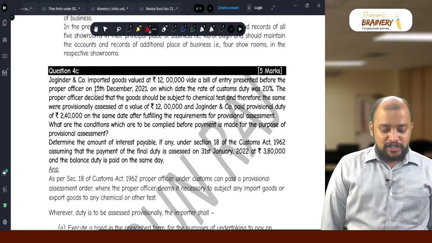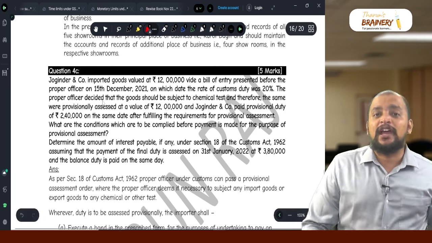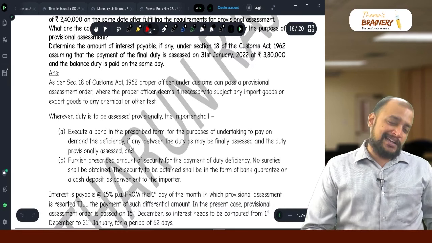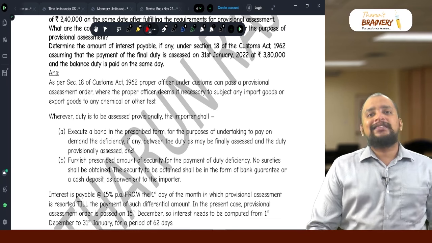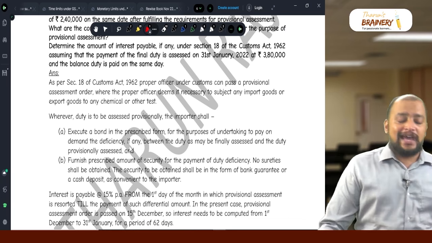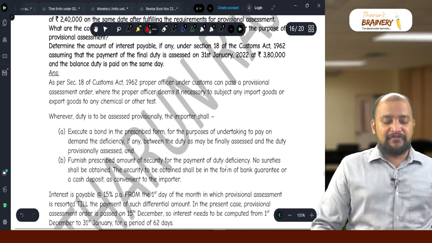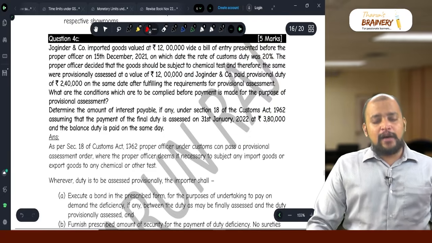What are the conditions to be completed before payment is made for the purpose of provisional assessment? They need to execute a bond in prescribed form undertaking that if there is any difference in the duty payable, that they will pay, and that bond should be in the form of bank guarantee. But not a surety bond, it should be a security bond in the form of bank guarantee or cash deposit. Okay, that is one. Determine the amount of interest payable.